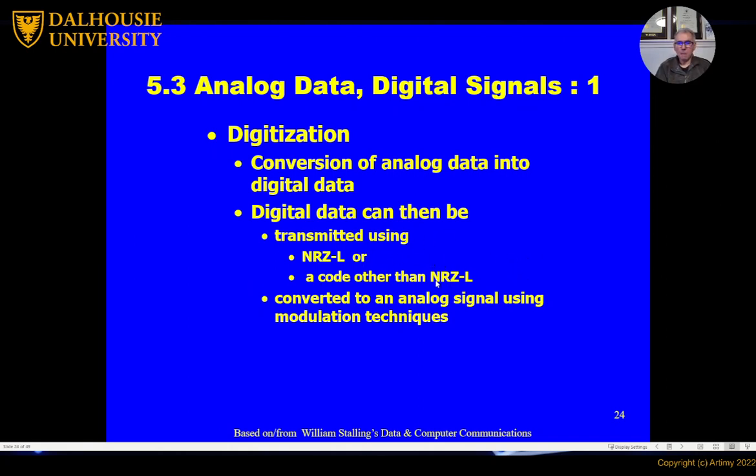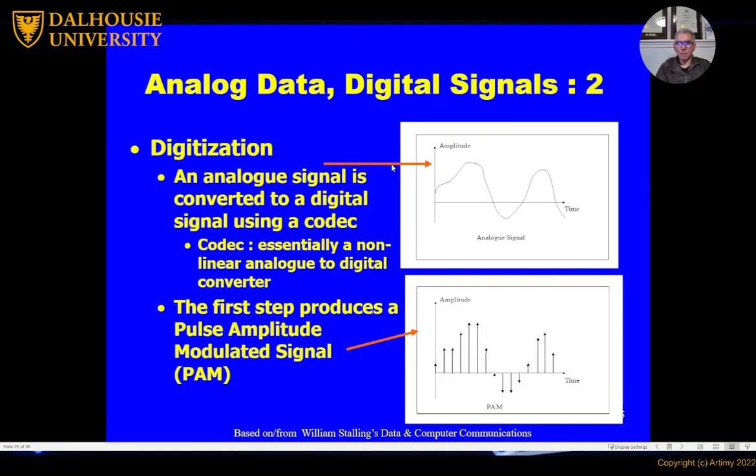Okay, so so far we talked about taking a digital signal and doing modulation. So now we're talking about taking an analog signal and digitizing it so that we can send it in binary form.